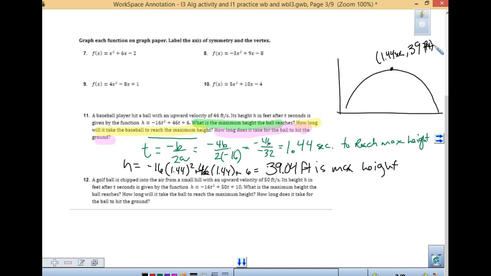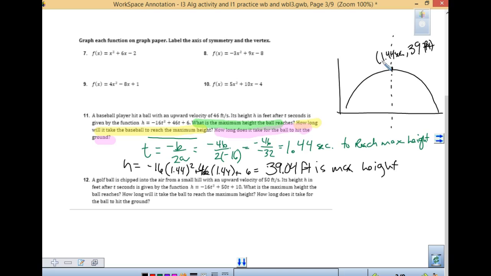39 feet, okay? So we're this baseball player and we hit it up to 39 feet at 1.44 seconds. This is our axis of symmetry, right? So halfway, right? This is the halfway point, 1.44 seconds. So, how many seconds to hit the ground? What do you think you want to do with this time? Double it. So it's about 2.88 or 2.8 seconds.